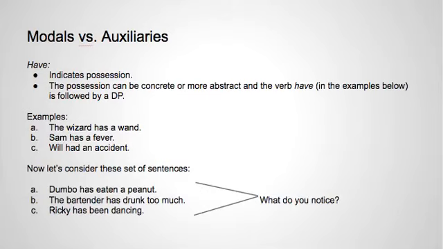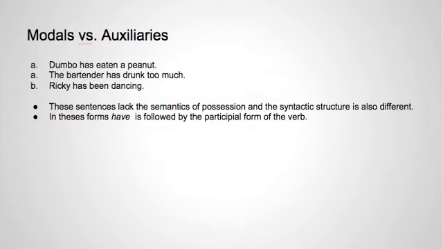Now let's consider this set of sentences. Dumbo has eaten a peanut, the bartender has drunk too much, Ricky has been dancing. What do you notice? These sentences lack the semantics of possession, and the syntactic structure is also different. In these forms, have is followed by the participial form of the verb.